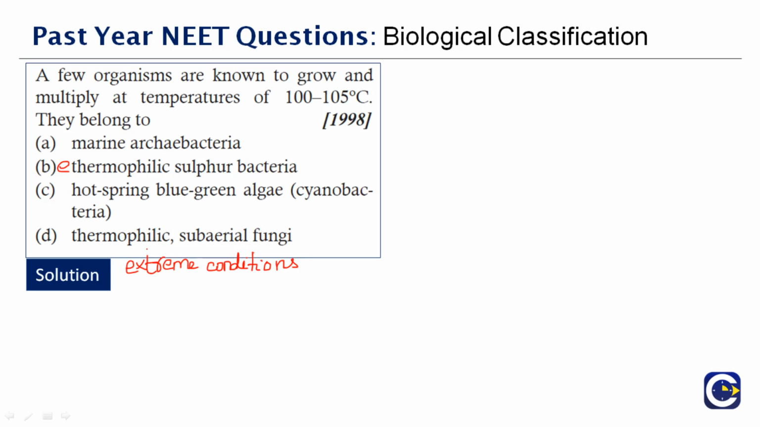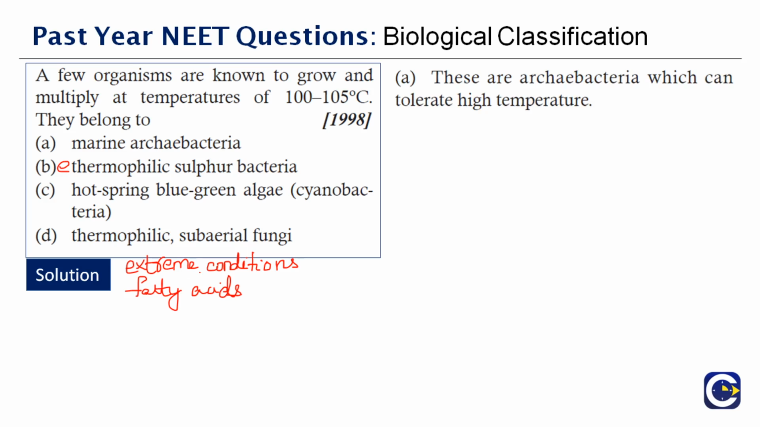While Eubacteria are true bacteria that require normal temperature to survive, Archaebacteria can survive in extreme temperatures. They have a special cell wall that is not made up of peptidoglycan but of fatty acids. That is a major advantage for them to survive such conditions, and it is one thing you need to keep in mind. Therefore, the correct answer to this question is option A, marine Archaebacteria.